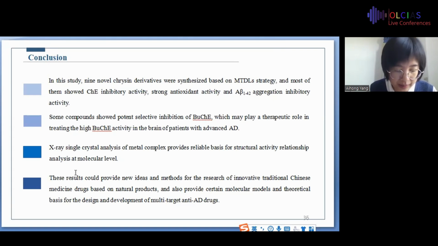X-ray single crystal analysis of metal complex provides reliable basis for structural activity relationship analysis at a molecular level. We hope these results could provide new ideas and methods for the research of innovative TCM drugs based on natural products, and also provide certain molecular models and theoretical basis for the design and development of multi-target anti-AD drugs.